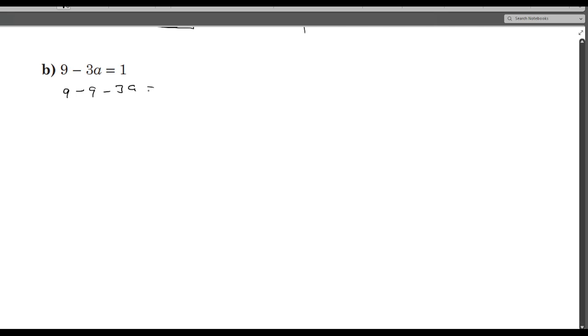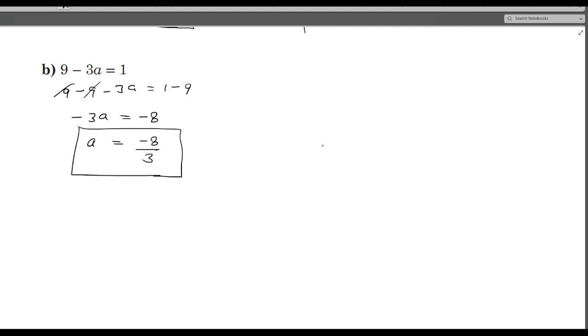You can pause the video and try the second question yourself. 9 minus 3a is equal to 1. What we do here, we can subtract 9 from both the sides. As you subtract 9 from both the sides, it is 9 minus 9 minus 3a is equal to 1 minus 9. 9 minus 9 will cancel. So you have minus 3a is equal to minus 8. Then you divide both the sides by minus 3. So you have a is equal to minus 8 divided by 3. This is your answer: a is equal to minus 8 divided by 3.